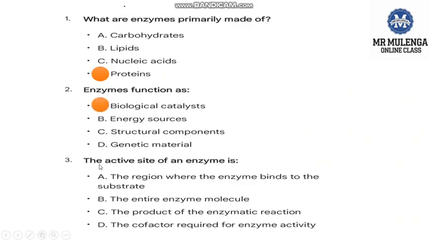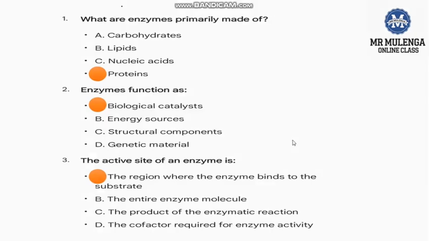We now move on to question 3. So question 3 reads, the active site of an enzyme is dash. A. The region where the enzyme binds to the substrate, B. The entire enzyme molecule, C. The product of the enzymatic reaction, D. The cofactor required for enzyme activity. So the active site of an enzyme is just the region where the enzyme binds to the substrate. So the correct answer here is A. So we have answered our question 1 to 3. We now move on to the next question.